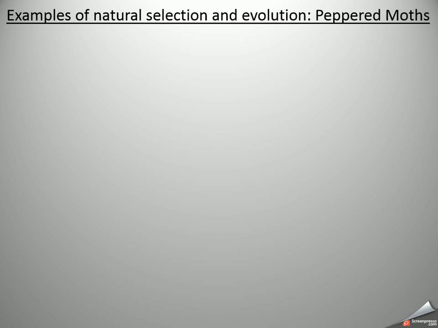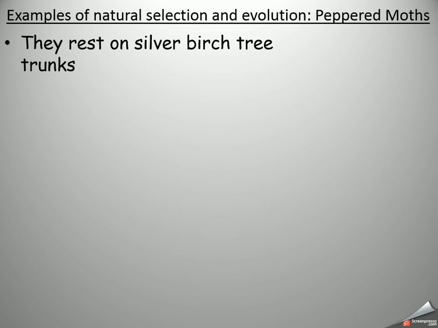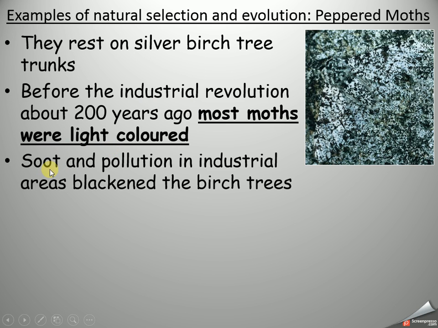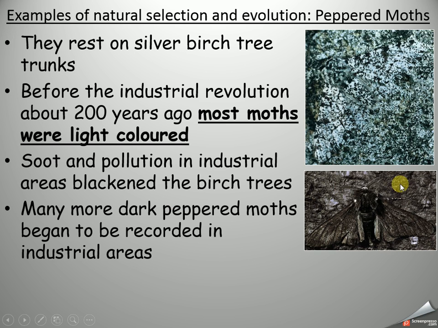Yeah. So other examples of natural selection and evolution. Now the peppered moth. Okay. Now they normally rest on a silver birch tree. So you can see this. It's very difficult to see the moth, but this is the outline of it right there. And so before the Industrial Revolution. Now, when I'm talking about the Industrial Revolution, I'm talking about how people suddenly started burning loads of coal in factories, etc. So most moths were on light-coloured trees. But soot and pollution in industrial areas blackened the birch trees, and they made them go that little bit darker.